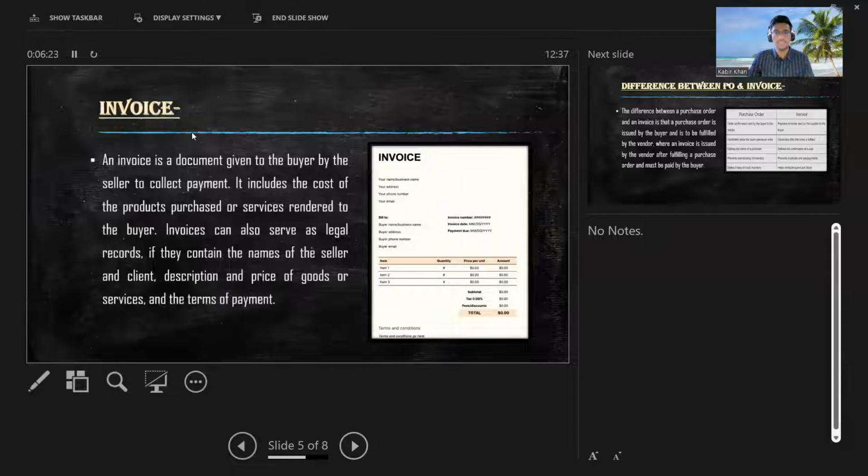Third is the invoice. So what exactly does the invoice mean? An invoice is a document given to the buyer by the seller to collect the payment. The purchase order is sent by the buyer to the seller, but the invoice is sent by the seller to the buyer. It includes the cost of the product purchased or services rendered to the buyer. Invoices can also serve as a legal record if they contain the name of the seller and the client, description and price of the goods or services, along with the terms of the payments.